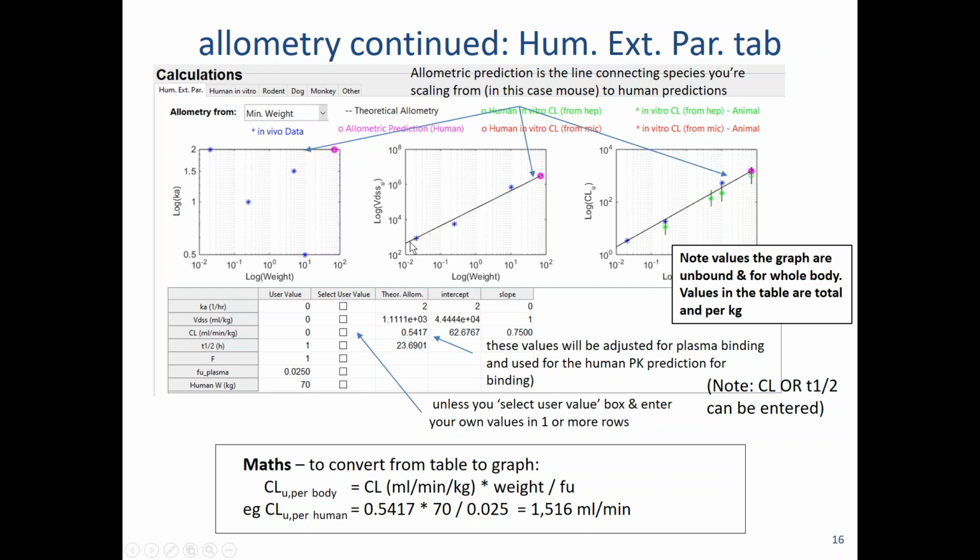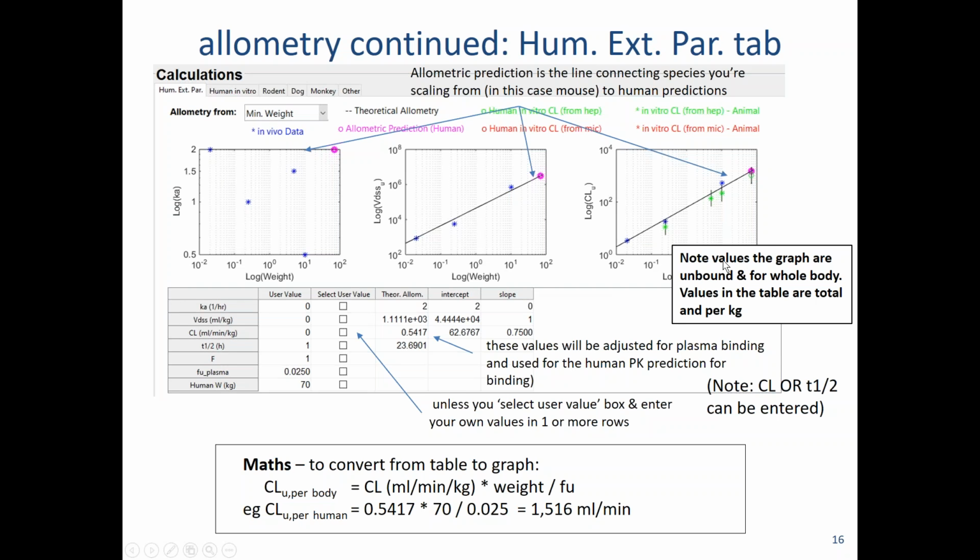This is scaled by mass. This is scale by mass, log mass to the power of 3/4, and this is actually, you can't see it, but it's a straight line. So the human prediction is assumed to lie on the allometric line at the body weight of a human, which you can adjust, but here is assumed to be 70 kilos. Okay, so using this tab, you can change which species is being used to derive the allometry. We'll see that in a minute, but by default it's set to minimum weight, and in this set of data the minimum weight is mouse. So that's what's driving the allometry, and that's why the allometric line goes through the mouse value.